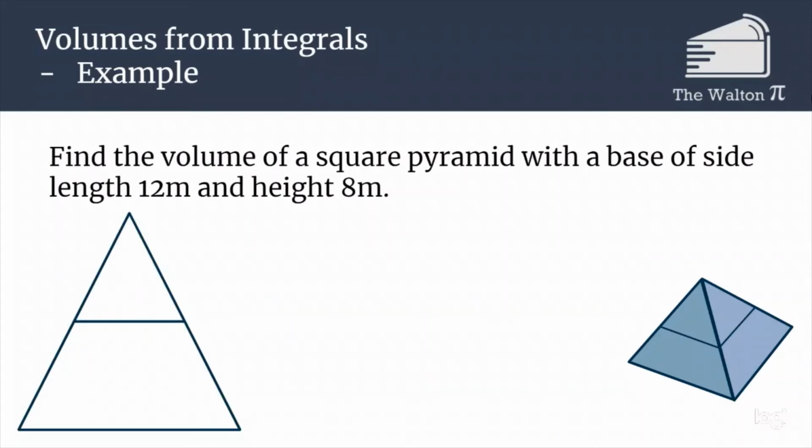So here's our triangle. The height is 8 meters, the base is 12 meters, and we are trying to figure out the side length s. So if we were to draw this vertical line, we know x is the height, so x is the distance from the bottom to the slice, and that means the distance from the slice to the top of the pyramid is going to be 8 minus x.